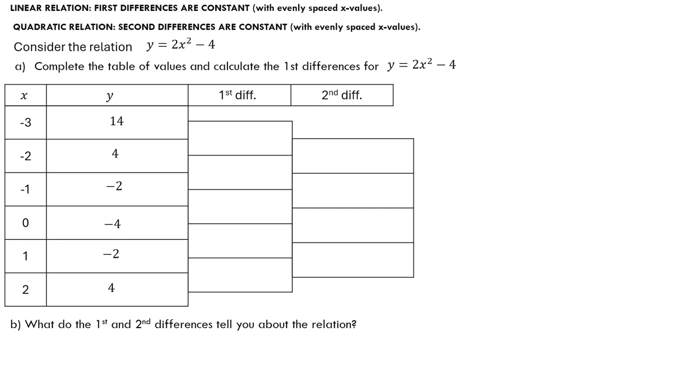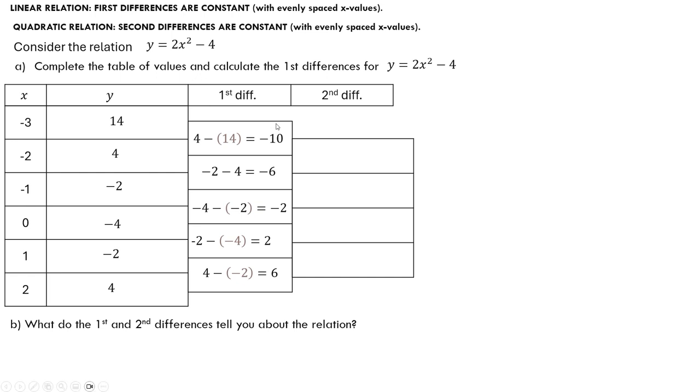But for now, we're interested in the first differences. So we'll take 4, subtract 14, gives us a result of negative 10. Negative 2, subtract 4, gives us an answer of negative 6. Negative 4, subtract negative 2, gives us negative 2. Negative 2 minus negative 4 gives us an answer of 2. And 4 subtract negative 2 gives us 6.